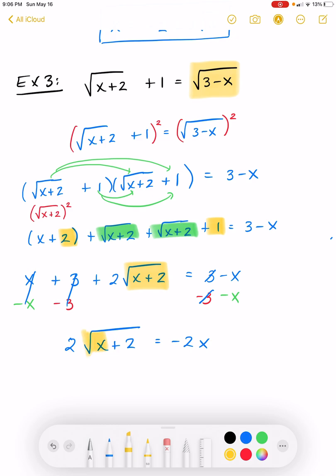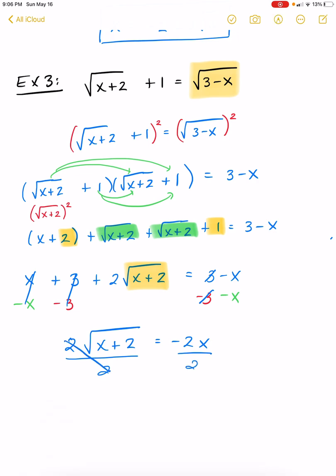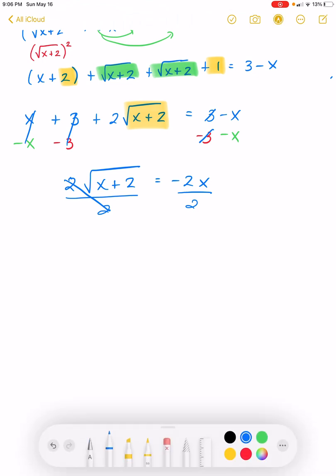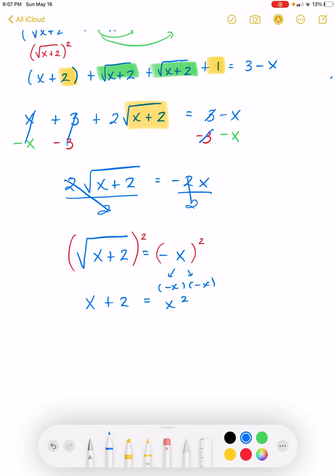All right, so I almost have this isolated right here, but the only thing we need to do is divide by 2 because of the 2 over here. So 2 divided by 2 is 1. And so we get the square root of x plus 2, and 2 divided by negative 2 makes negative x. So finally, I got the radical on the left side isolated. So now we can again square both sides, and the result is going to be x plus 2, and negative x squared means negative x times negative x, which is going to be positive x squared.